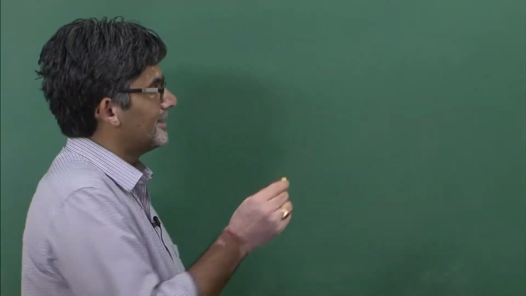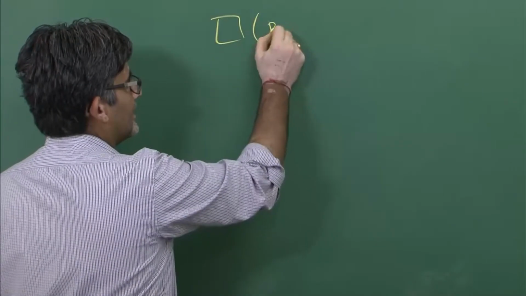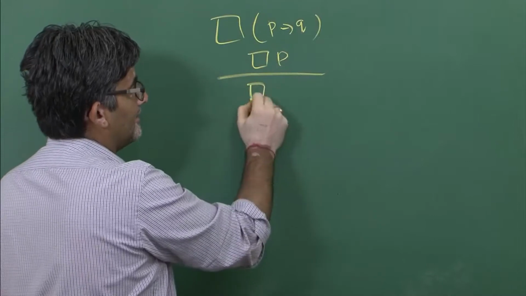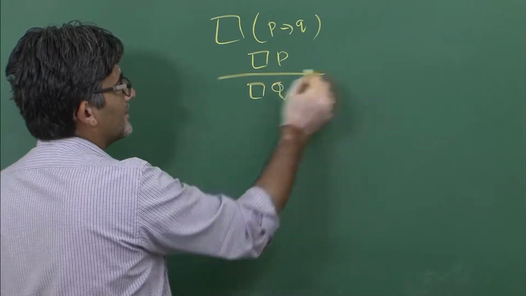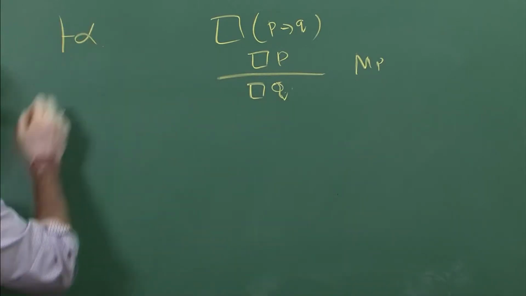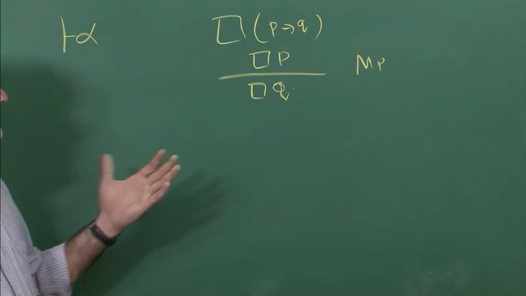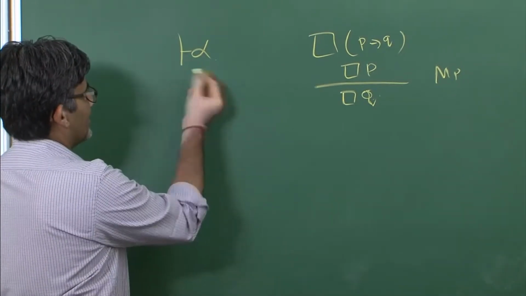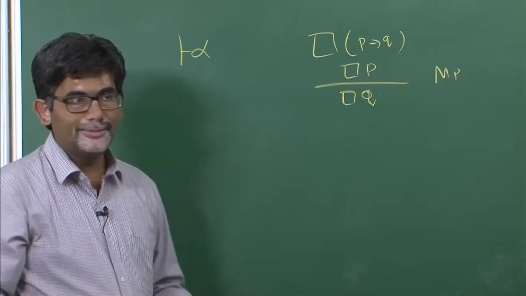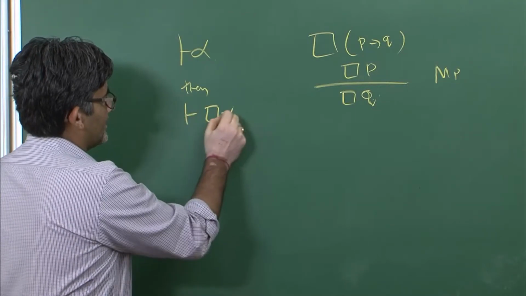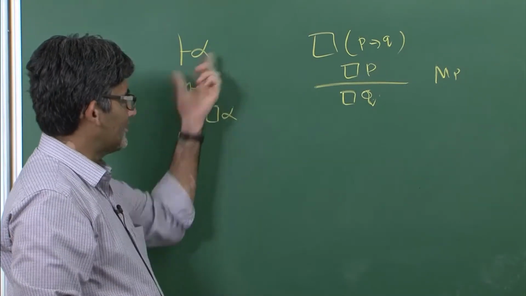Modus ponens is: it is necessary that P implies Q, and then we have necessity of P, and then we have necessity of Q. So, this is the modus ponens rule, and then we also have another rule which states like this: if alpha is already a theorem or a valid formula, then all the valid formulas obviously have to be necessarily true. Then we have this thing, necessity of alpha from alpha.